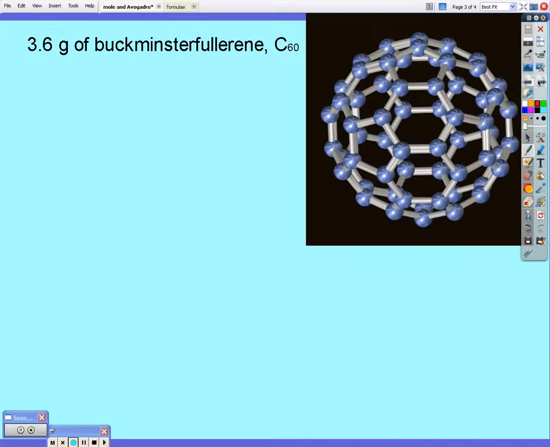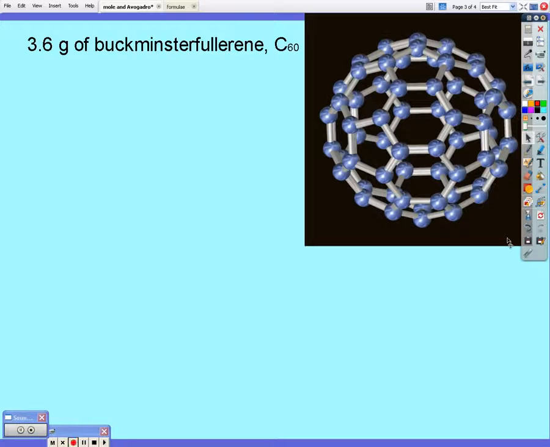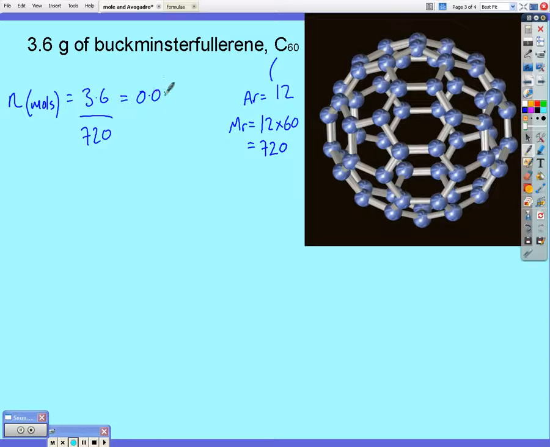Okay, moving on. Here's an interesting question about Buckminster fullerene, that football-shaped molecule. It's a little bit lopsided there. It should be spherical. But anyway, I'm told here that I've got 3.6 grams of Buckminster fullerene. Carbon, if you look at your periodic table, has a relative atomic mass of 12. So the relative molecular mass of Buckminster fullerene is 12 times 60, which is 720. So if we want to work out the number of moles of molecules of Buckminster fullerene, it's equal to 3.6 divided by 720, which is 0.005 moles.